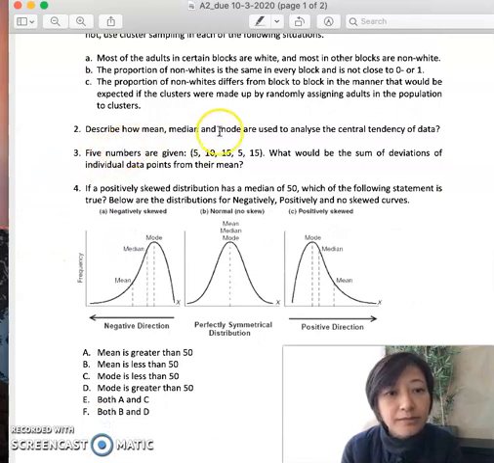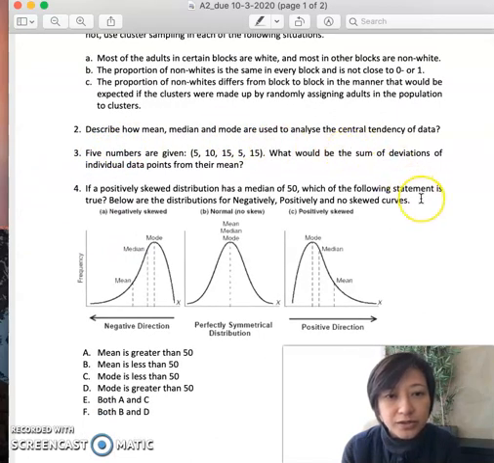Secondly, describe how mean, median, and mode are used to analyze the central tendency of data. If you refer to chapter 2 that we just talked about, how we calculate them, and how we use them to analyze the distribution of the data. Now, 5 numbers are given. Then we calculate the sum of the deviation of each of the data to the mean. So first of all, we need to ask, what is the mean of these 5 data? Then we calculate the sum of the deviations of each of them.